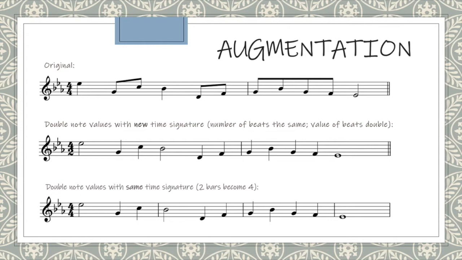In the second example, the note values have also been doubled, but because the original time signature of 4/4 has been kept, you now have 4 bars. Make sure that you look very carefully at the question, whether you should be using the same number of bars or not, and whether you should change the time signature or not.